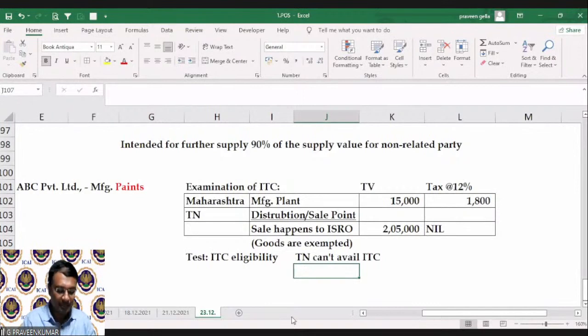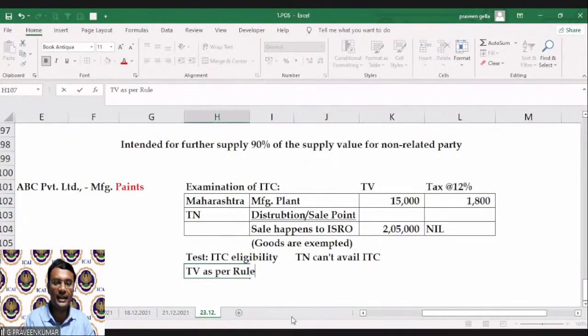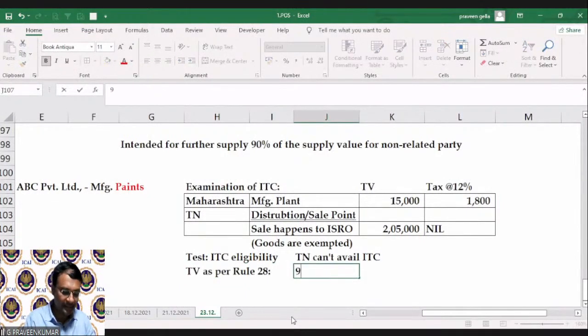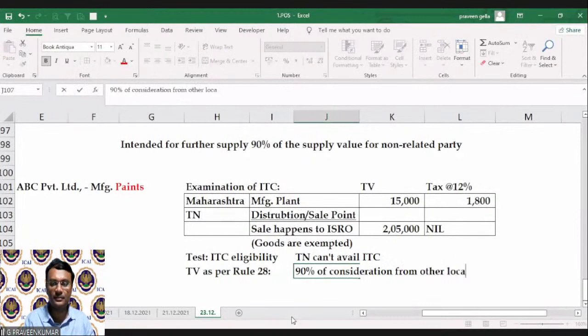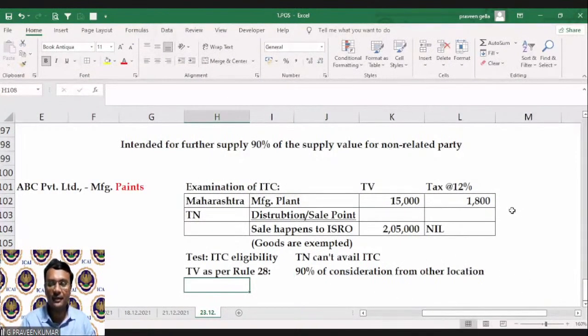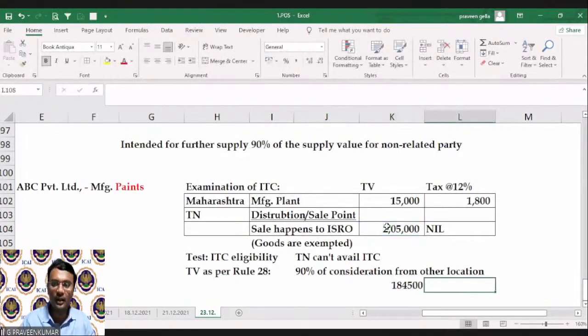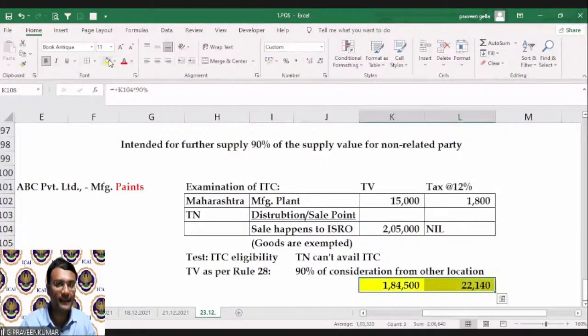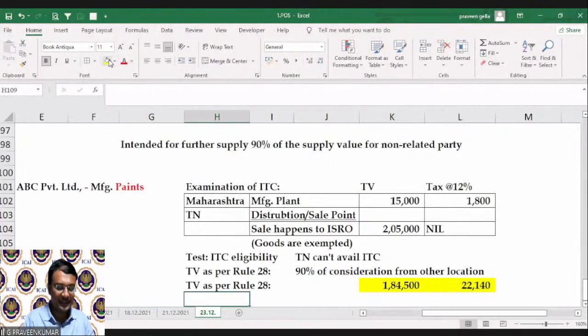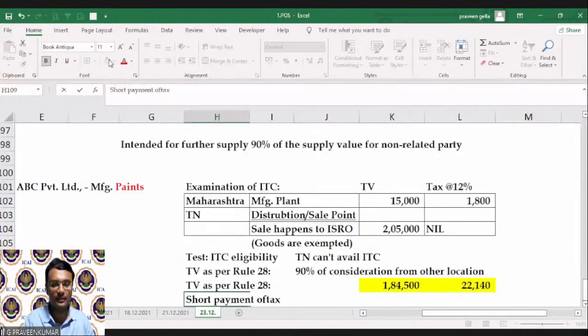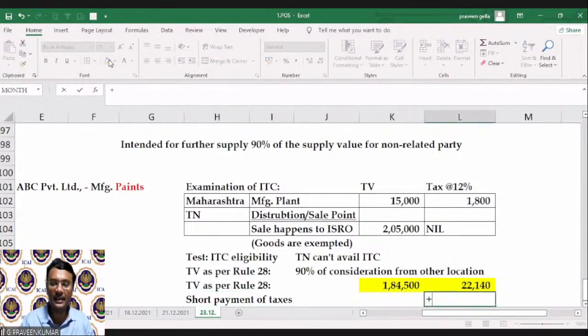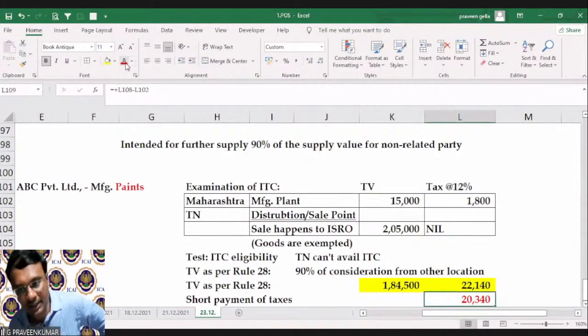Because ITC is not available, my transaction value as per Rule 28 will be 90% of the consideration from the other location. So here, instead of 15,000, it is 2,05,000 into 90%. On that, 12% GST. This shall be the transaction value. Was there a short payment of taxes? Answer is a big yes. Instead of paying 22,000, he has paid 1,800. There is a short payment of taxes to the tune of 20,340.